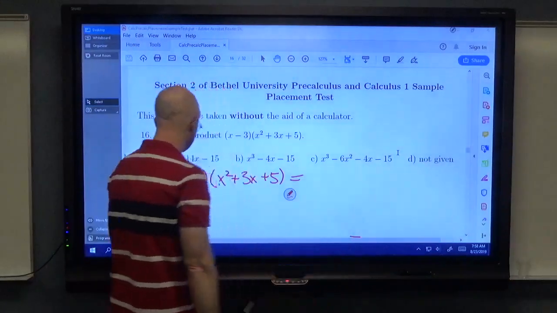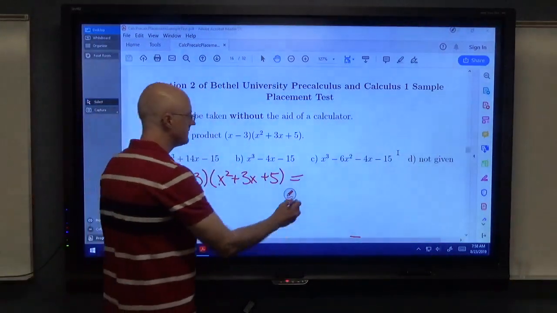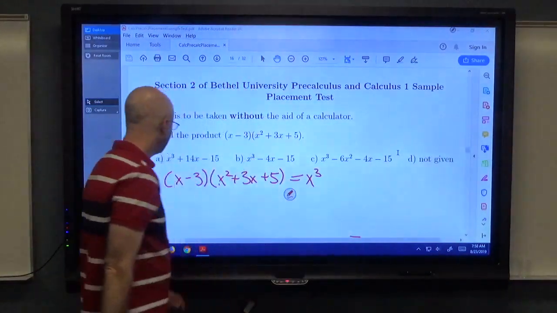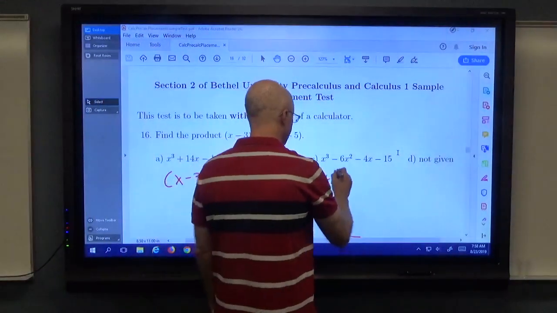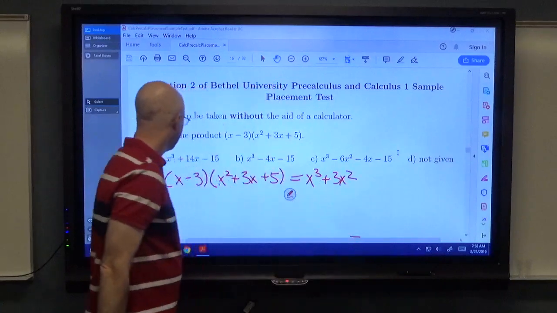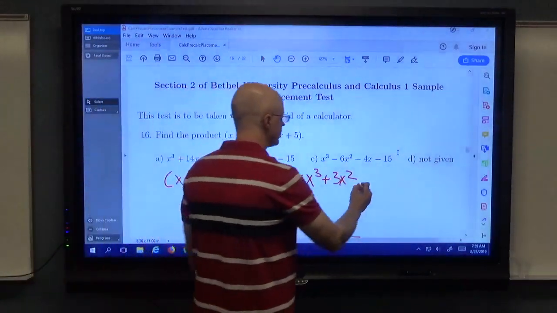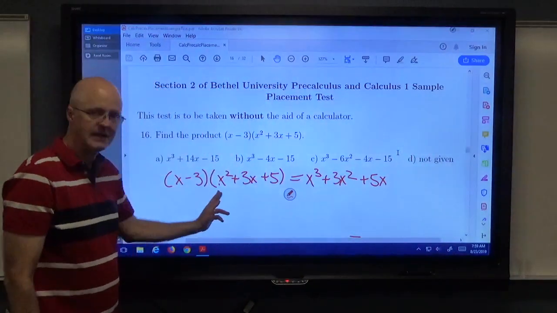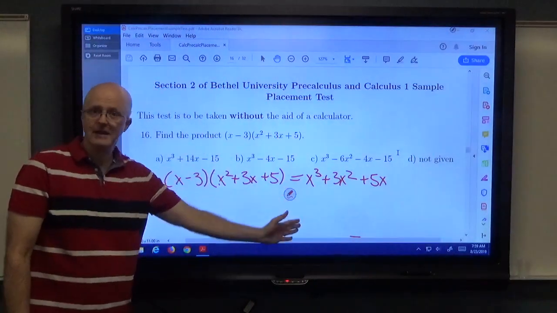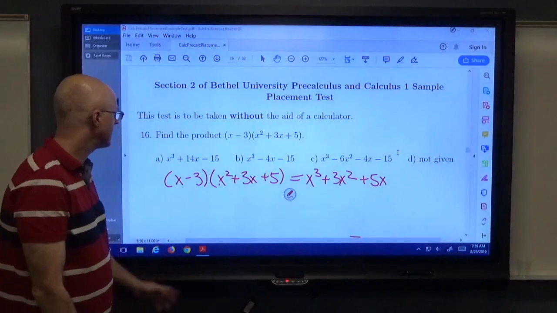So, for example, first of all, x times x is x cubed. X times the next term here, 3x, is plus 3x squared. And then x times 5 is plus 5x. Now do the same kind of thing with the negative 3 here. And line up the like terms vertically. That'll help you avoid mistakes.